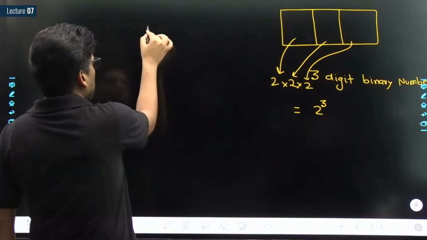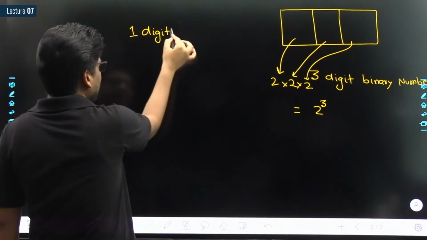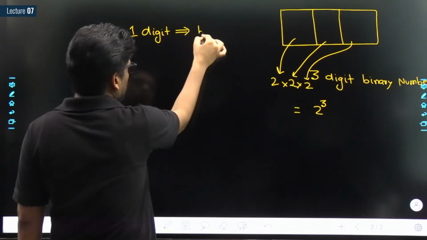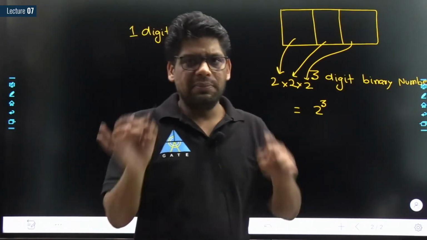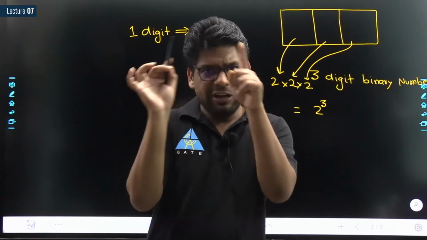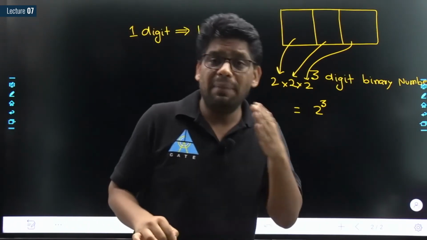Sir, what is 1 digit? 1 digit in a binary number system is called a bit. Sir, in the binary number system, every digit is called a bit.